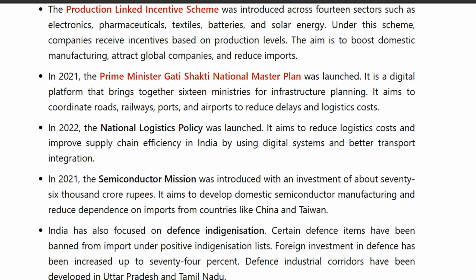In 2021, the Semiconductor Mission was introduced with an investment of about 76,000 crore rupees. It aims to develop domestic semiconductor manufacturing and reduce dependence on imports from countries like China and Taiwan. India has also focused on defense indigenization. Certain defense items have been banned from import under positive indigenization lists. Foreign investment in defense has been increased up to 74%. Defense industrial corridors have been developed in Uttar Pradesh and Tamil Nadu.